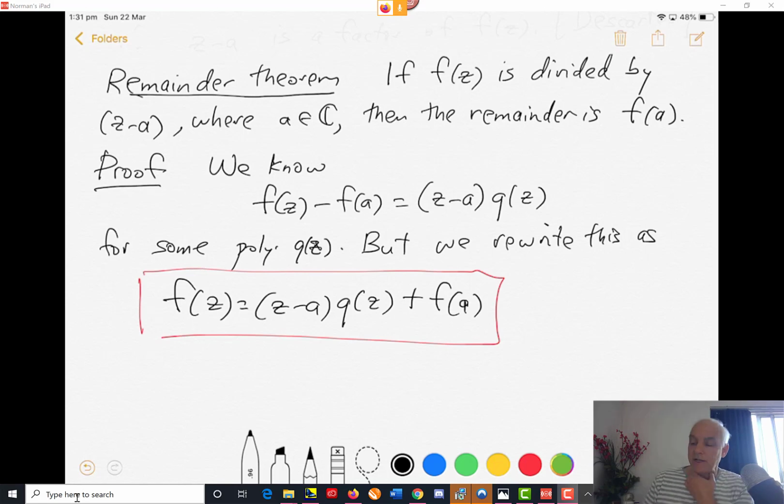Okay, so what's that telling us? That's telling us that if we divide f of z by z minus a, then the remainder that we get after we've done that division is this number. So this is a linear factor. When we divide by it, we're going to get something of lower degree, that's a constant, and that constant is f of a.